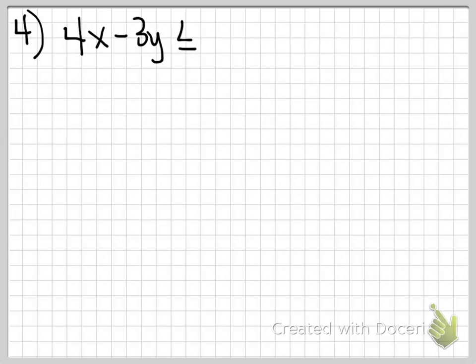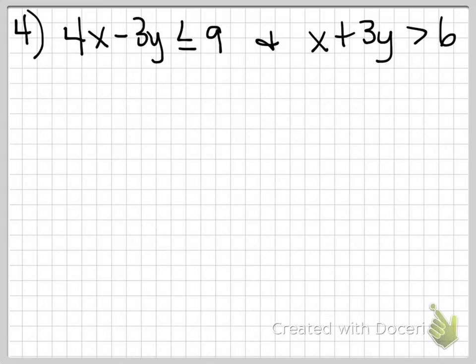All right. Now, I told you it would happen, and it has. So I've got 4x minus 3y is less than or equal to 9, and I'm going to write it like this: x plus 3y is greater than 6. So these are my two inequalities, and I wrote them like this just because we are going to have to isolate the y.